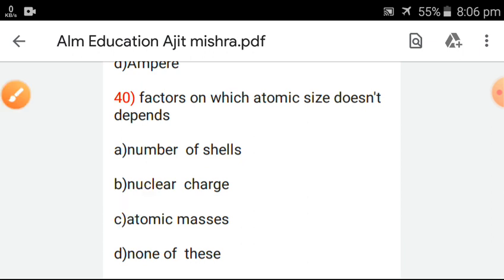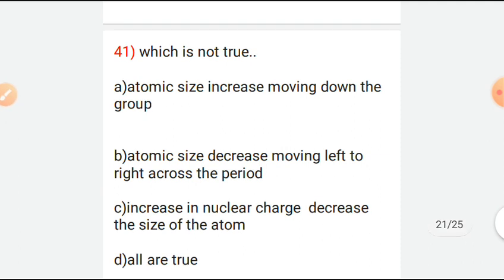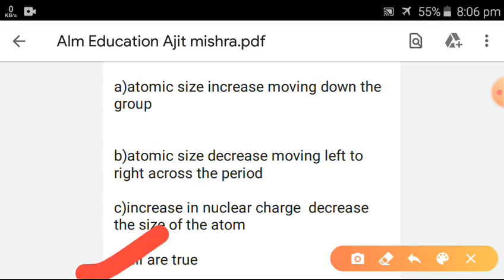Next question, question number 41. Which is not true? Option A, atomic size increases moving down the group. Option B, atomic size decreases moving left to right. Option C, an increase in nuclear charge decreases the size of an atom. And option D, all are true. The answer is option D, all are true.